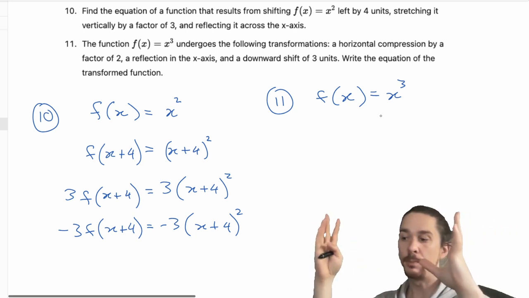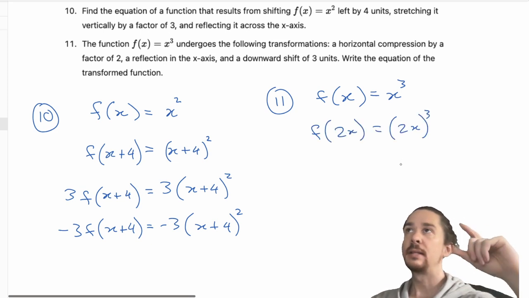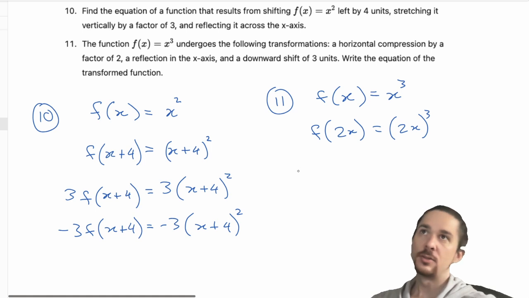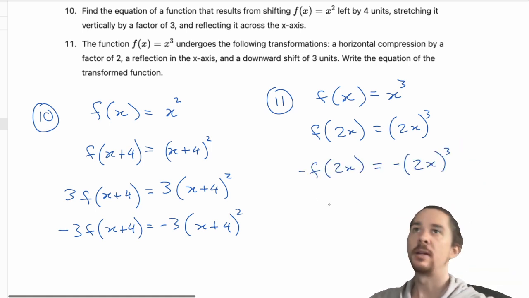Now what we know is that to compress it horizontally, we want to multiply by that factor. So we now have f of 2x equals 2x cubed. We want to reflect it in the x-axis, so we're making it upside down. So negative f of 2x, which is -2x cubed. And then we want to shift it downwards by 3 units.